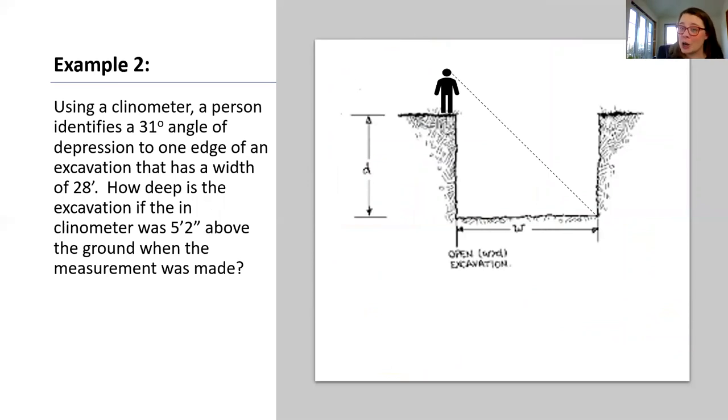So a person's using a clinometer again. This time, instead of looking upwards, they're looking downward, okay? First of all, a clinometer lets us measure from horizontal, so we're going to find our horizontal line. They identify a 31-degree angle of depression. So there's my angle of depression going down, 31 degrees. This gives me this big triangle here. So I go across and then downwards. Angle of depression is 31 degrees.